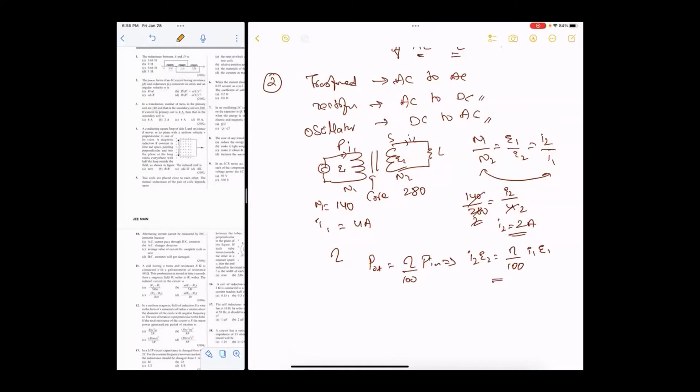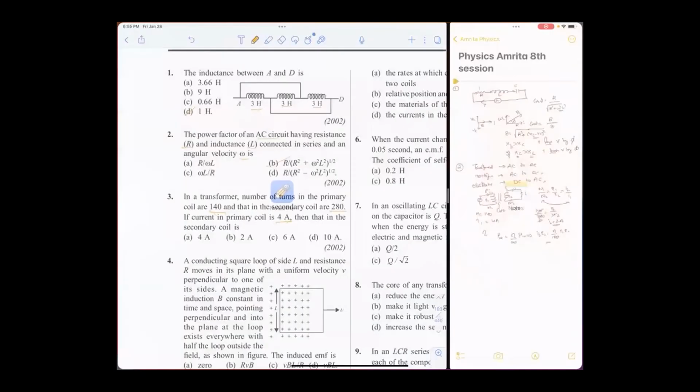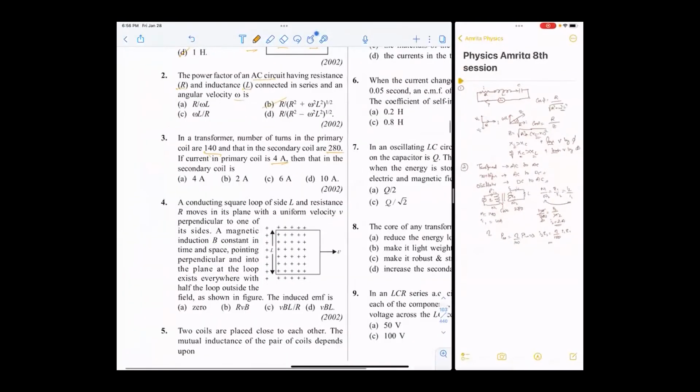Am I right, Nishant? Right? So this is how you should do it if there is a loss of energy. Suppose eta is 90, there is 10% loss of energy. So this one is 2 amperes.